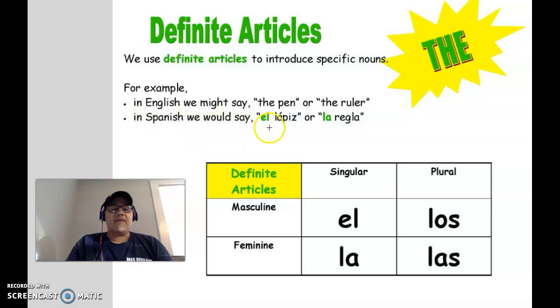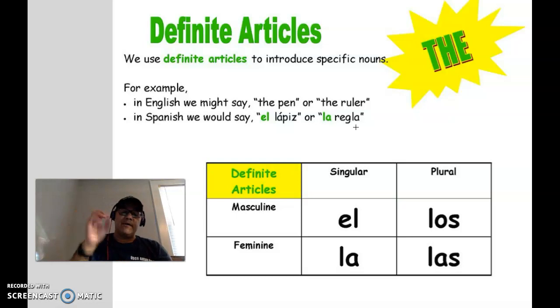In Spanish, we have el lápiz. Lápiz is the pencil. Okay, it's supposed to be pencil, not pen, but not perfect. It's a boy. And then if it's a girl, you have la or las. Here you have the ruler, la regla. Well, regla is a girl. Why? Because it ends in A. Usually if it ends in O, it's a boy, or in a consonant. A consonant is anything that is not a vowel. And if it ends in A, it's a girl.